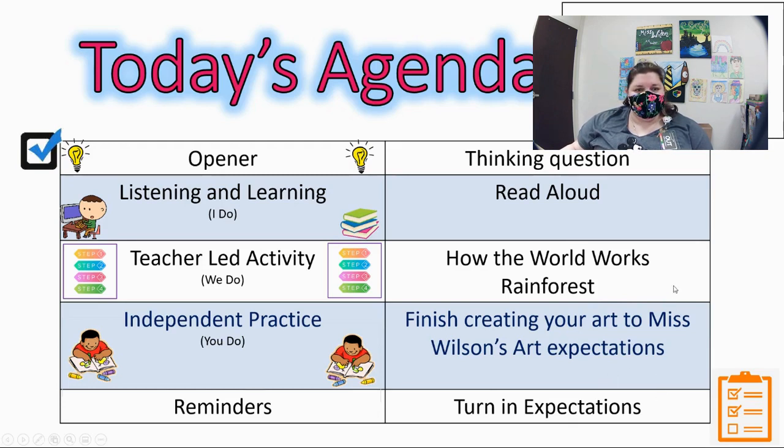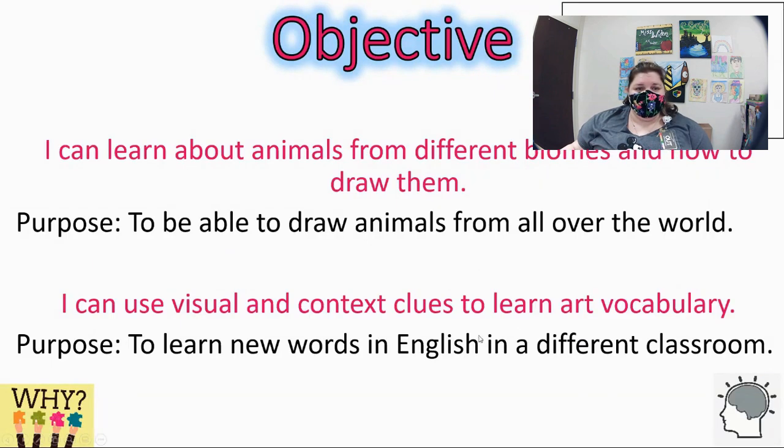Let's get started. Our objective. I can learn about animals from different biomes and how to draw from them. Purpose. To be able to draw animals from all over the world. Our second objective. I can use visual and context clues to learn art vocabulary. Purpose, to learn new words in English in a different classroom.